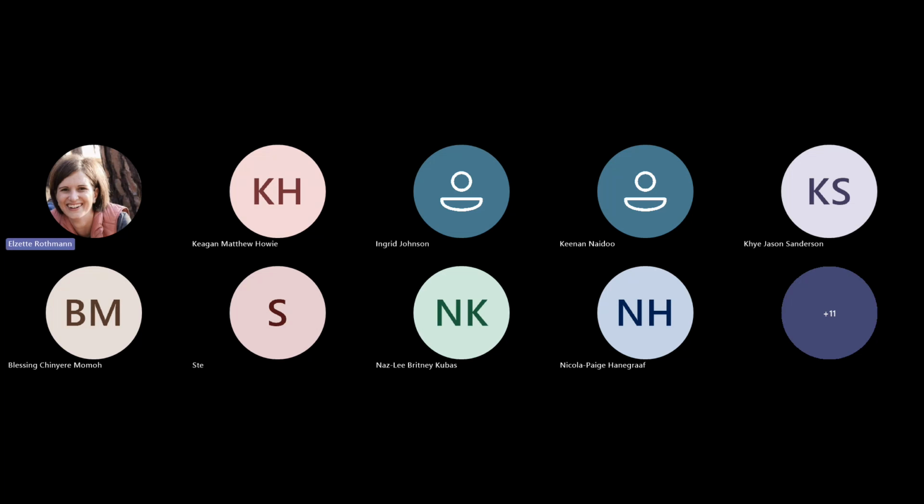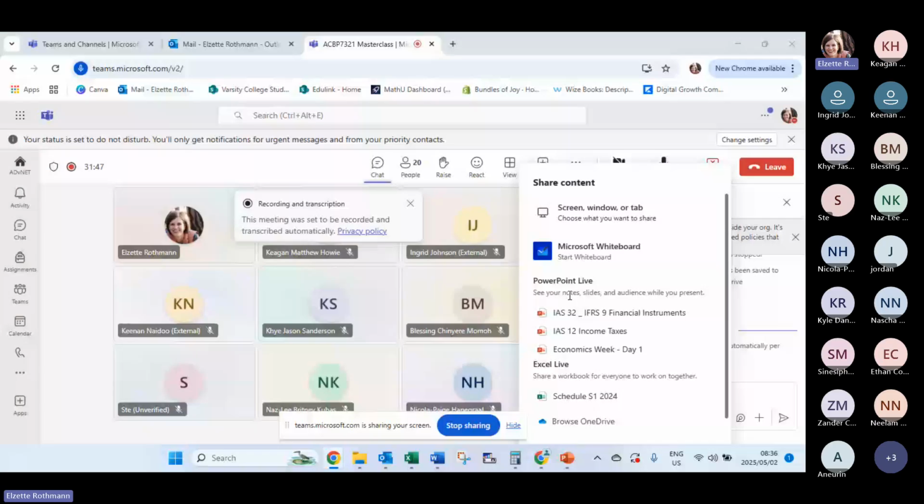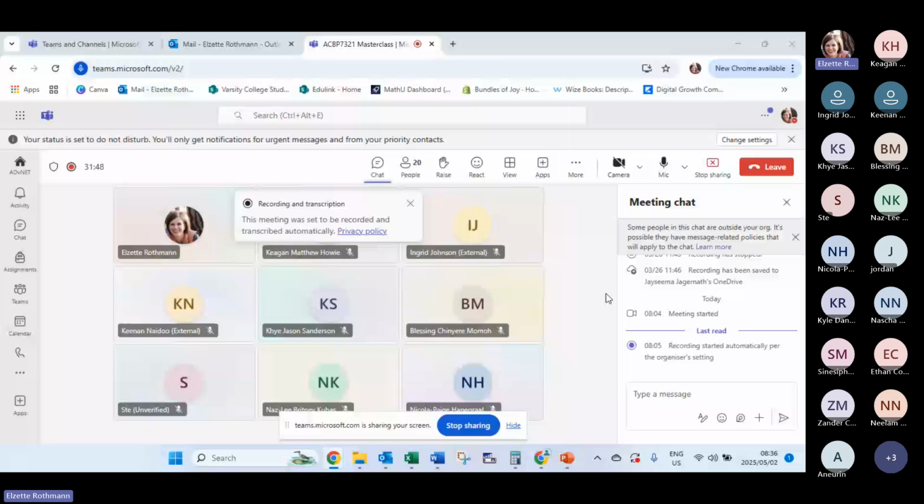So in this session, we're going to do the paper from last year, the 2024 test 2. I'm going to share my screen with you. You should all now see my screen.